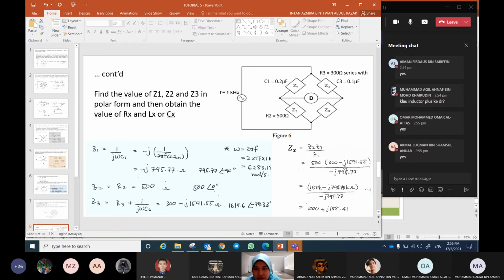And then you just calculate by using your calculator. No need to transform between rectangular and polar form. Finally, you will get, okay, now please try this Zx. Make sure you get 1k plus j188.41.